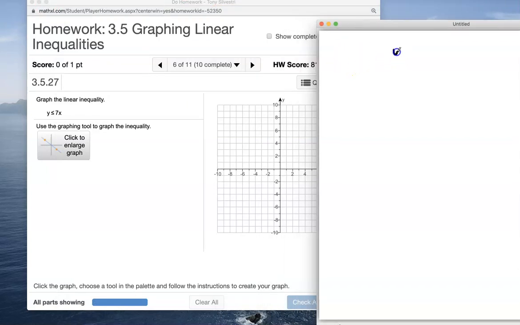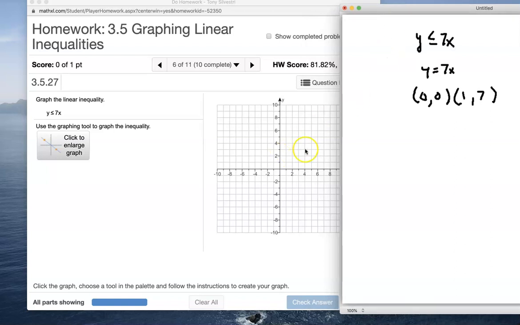Let's draw this. Y is less than or equal to 7x. Okay, let's see how that works out. Draw the y equals equation, because that separates the world into two parts. Need 2 points. If x is 0, 0 times 7 is still 0. And then we might as well just pick a value for x is 1, 7. Okay, there you go. Those are your 2 points.